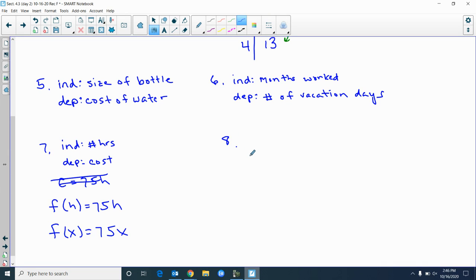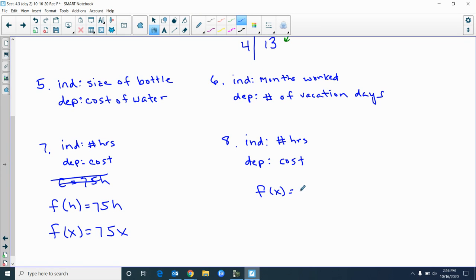That's not function notation. And now for 8, an ice rink charges $3.50 for skates, and it charges $1.25 per hour to skate there. So the independent variable is the number of hours skated. The dependent variable is the cost. So again, I'm going to let this be f of x.